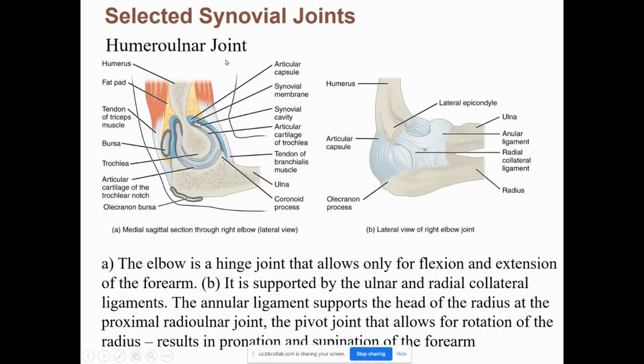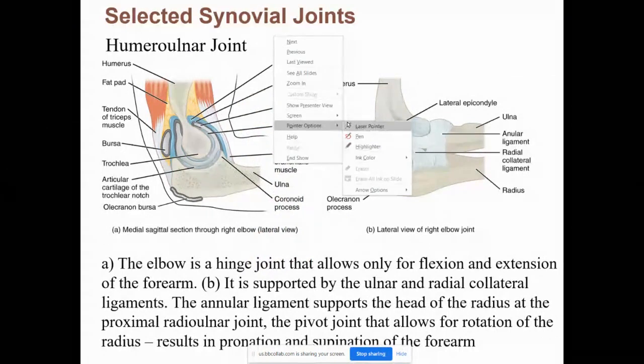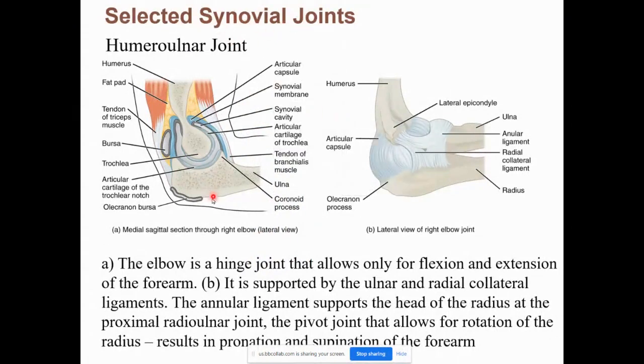All right, humeral ulnar joint is our elbow joint, so it's classified as a synovial hinge. Should say hinge there. So there it is. It's a synovial hinge. Of course, it's a diarthrosis because all synovial joints are. And it's uniaxial because hinge joints are uniaxial. So you might want to add uniaxial to this.